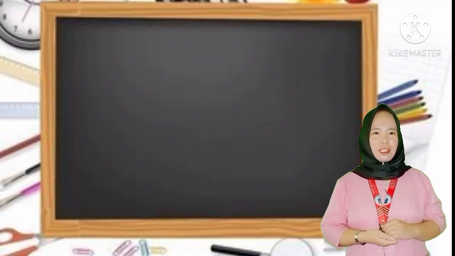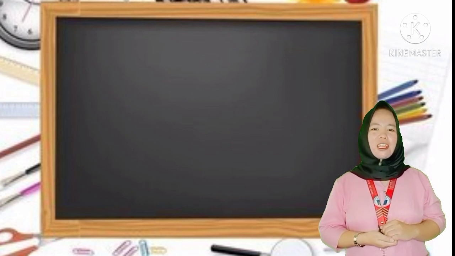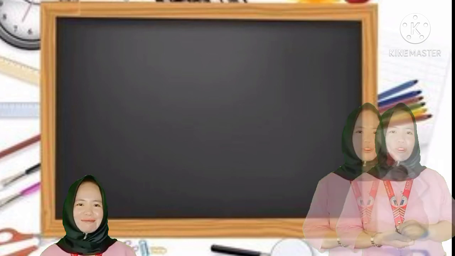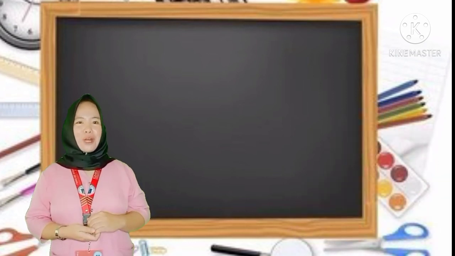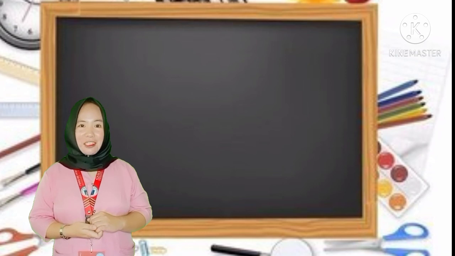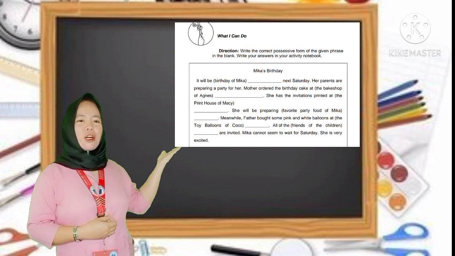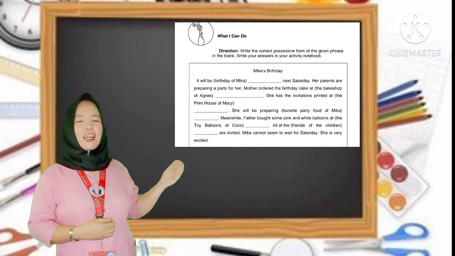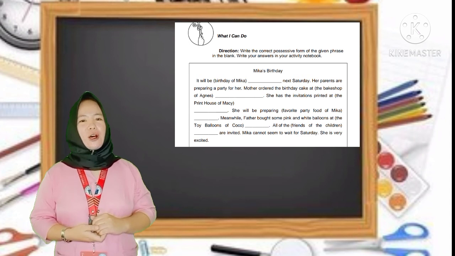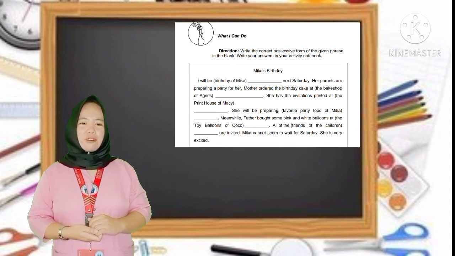In this lesson, you will learn how to identify a phrase showing ownership or possession. So let's do another activity to fasten what you have learned today. This is the What I Can Do activity. Attention please. Write the correct possessive form of the given phrase in the blank. Write down your answers on your paper. This is for 5 minutes answering time. You may start now.